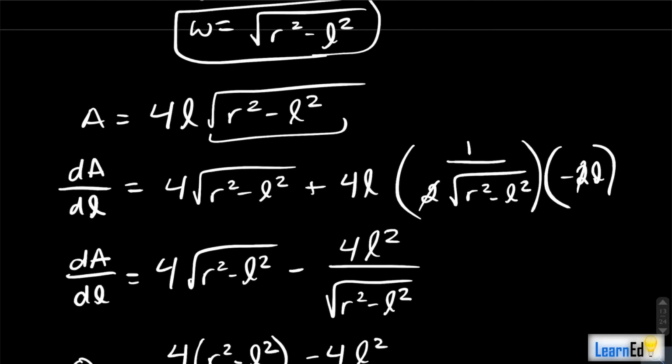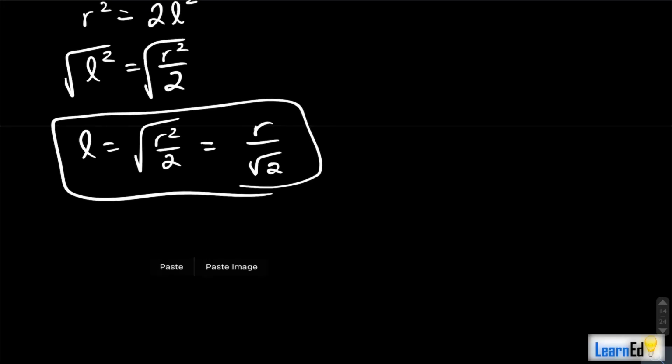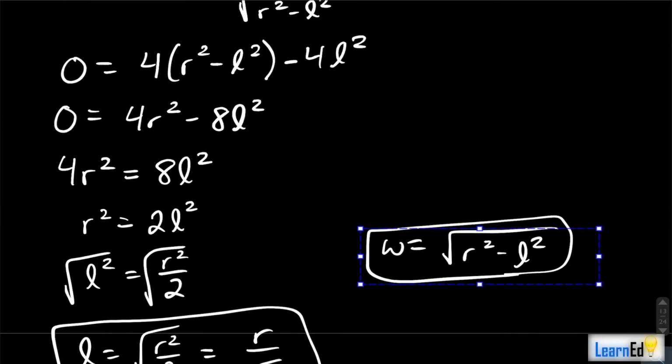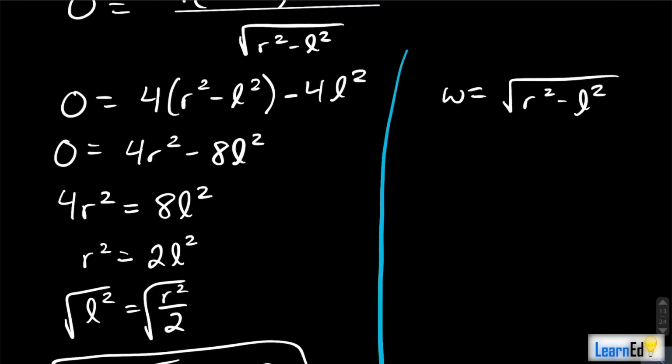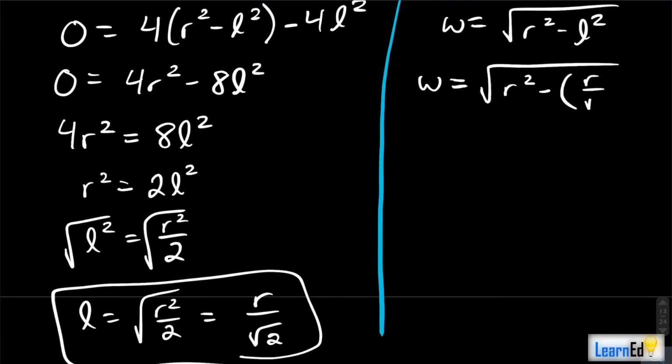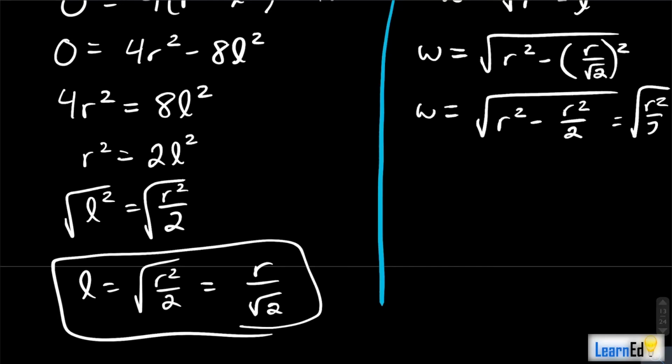So we know that W equals the square root of r squared minus l squared. Using this equation, I'll put this up here to give us a little more space. Solving for W, the square root of r squared minus L squared, where L is r over rad 2, gets squared. So W equals the square root of r squared minus r squared over 2, which gives us the square root of r squared over 2.